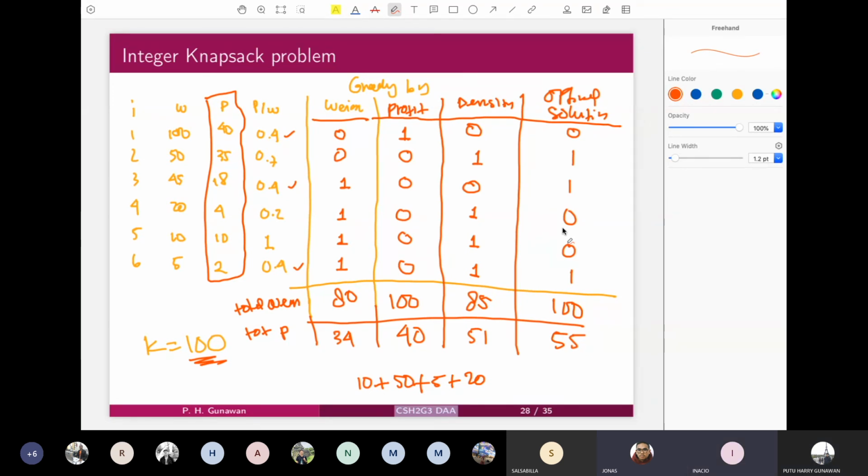Okay. And in this problem the greedy algorithm failed. From this example, the greedy algorithm fails to give the optimal solution. No greedy approach, whether by weight, profit, or density, can give the exact optimal solution. Okay, any other questions for this one?